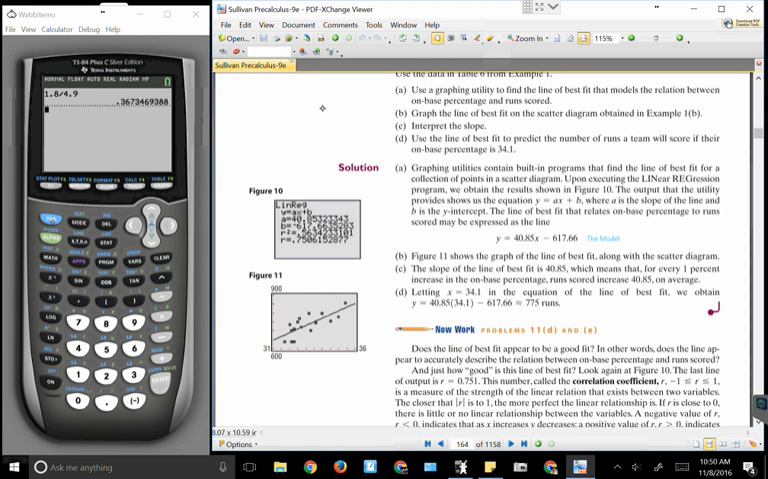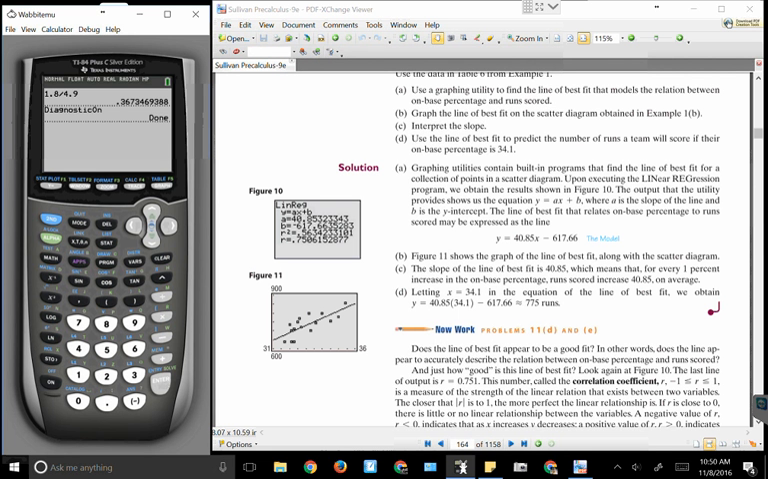Okay, but you press second, and go down to 0, which is the catalog. Then you use the arrow key down until you run across diagnostics on. And you want to make sure that you have that turned on. That way you can get your correlation coefficients, which will help you in determining how good of a fit you got. So diagnostics on, make sure that's on there, enter, enter.